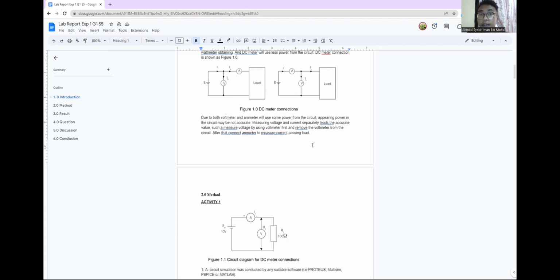Apparent power in the circuit may not be accurate. Measuring voltage and current separately leads to an accurate value, such as measuring voltage using a voltmeter first and removing the voltmeter from the circuit. After that, connect the ammeter to measure the current passing through the load.